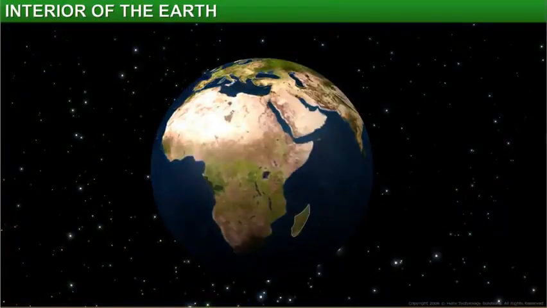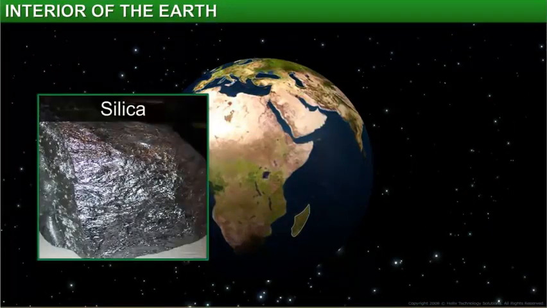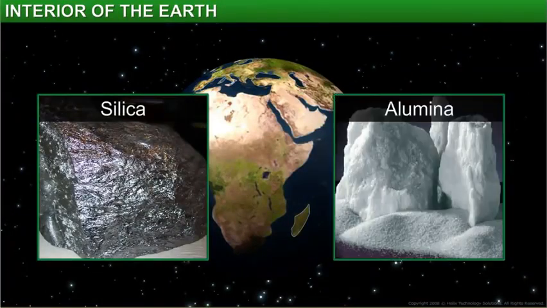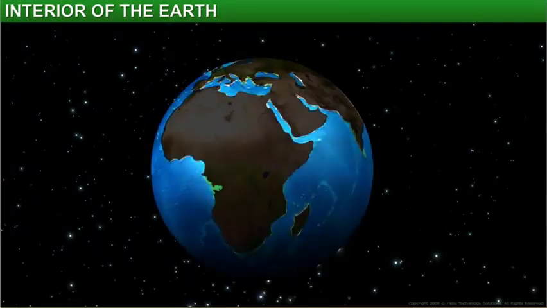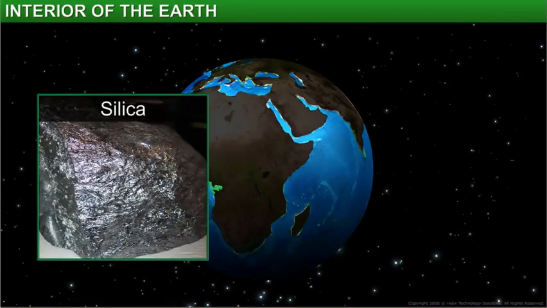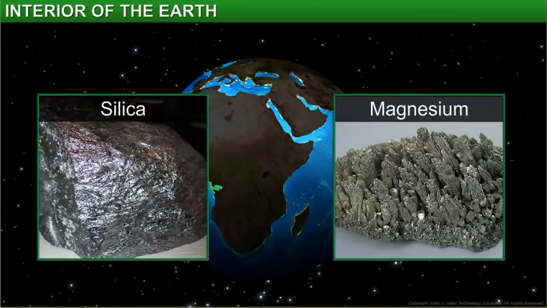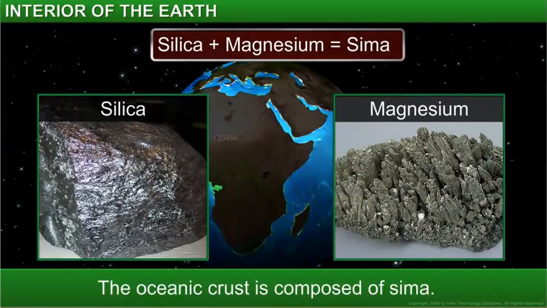The continental crust is composed of two minerals, silica and alumina. The combination of these two elements gives it the name Sial. The oceanic crust, on the other hand, is mostly made up of silica and magnesium and is called Sima.